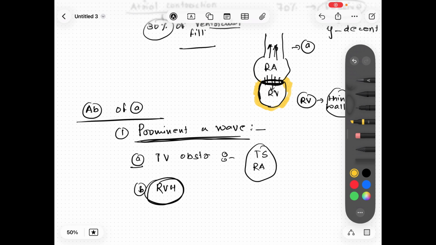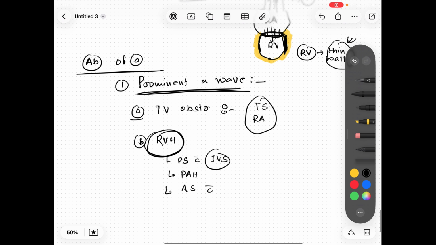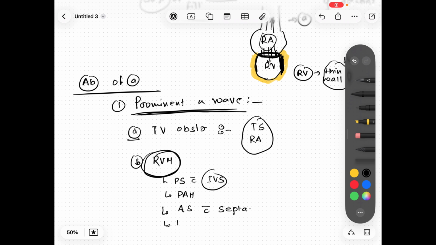So if RA generates more force, more force will be transmitted backwards into the SVC, superior vena cava, which forms a prominent A wave. What are the various causes of RVH? We'll discuss it. One is pulmonary stenosis with intact ventricular septum, pulmonary artery hypertension. Second is aortic stenosis, severe AS with septal hypertrophy, RV cardiomyopathy.